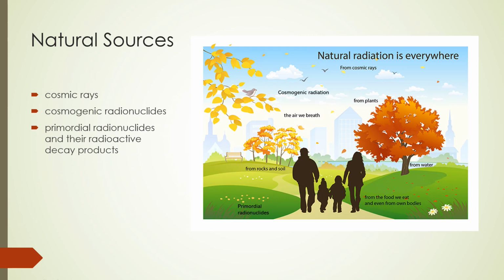Natural radiation is everywhere and is called background radiation. There are three main sources of natural background radiation exposure. These are cosmic rays coming from outside the Earth, cosmogenic radionuclides produced in the Earth's atmosphere, and primordial radionuclides already present on Earth. We shall look at each in detail next.